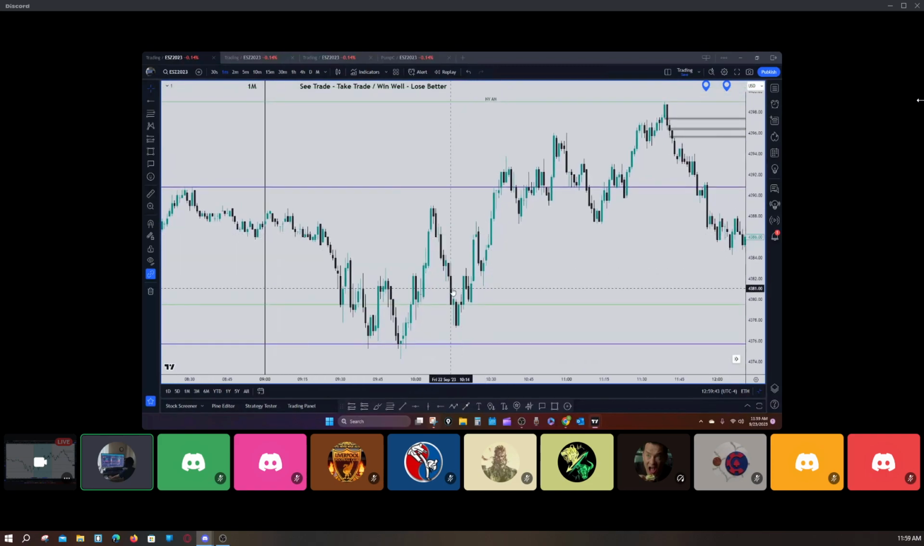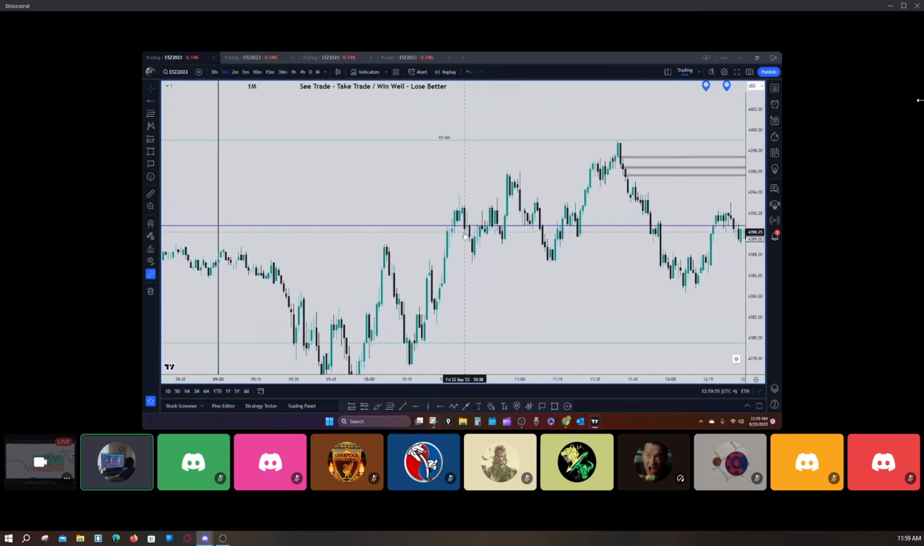So don't do that. So we see price do what we expect. Comes up here, takes this liquidity, taps through this, and we get some consolidation. That's consolidation.